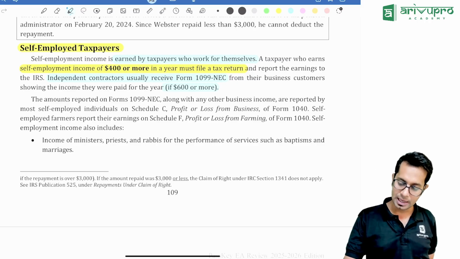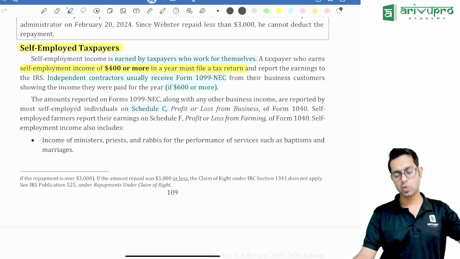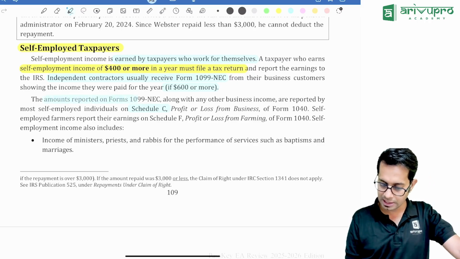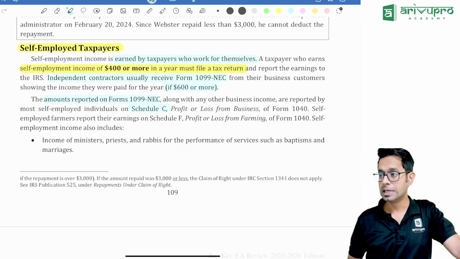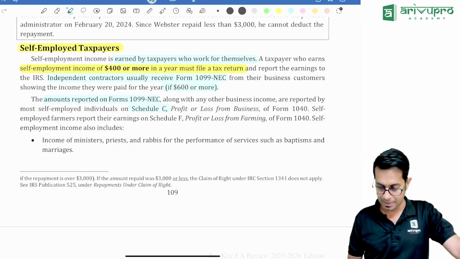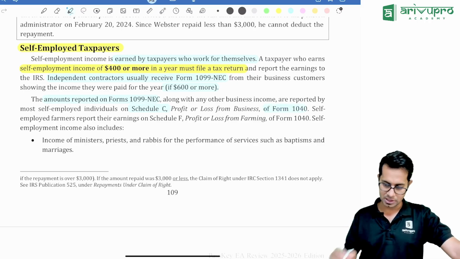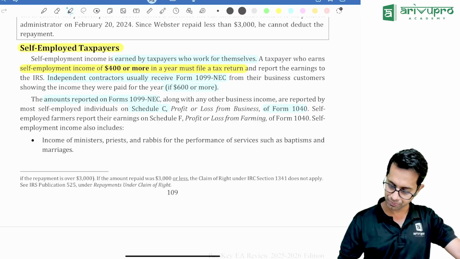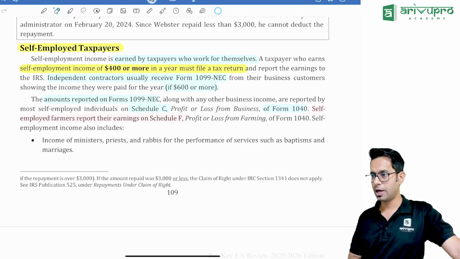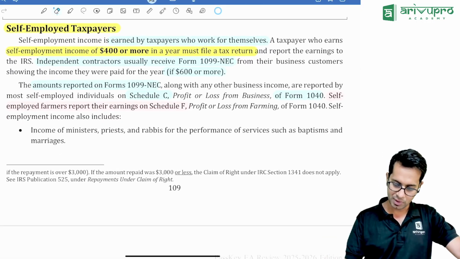The amounts reported in form 1099 NEC, along with any other business income, are required to be reported by the self-employed individual in a schedule called Schedule C. Where are you supposed to report this amount? Schedule C, profits or losses from business, of form 1040. If you are a self-employed farmer, you report your income instead on Schedule F, profit and loss from farming, of form 1040.